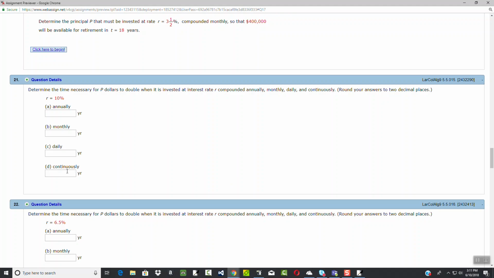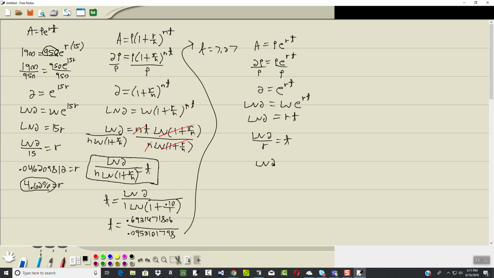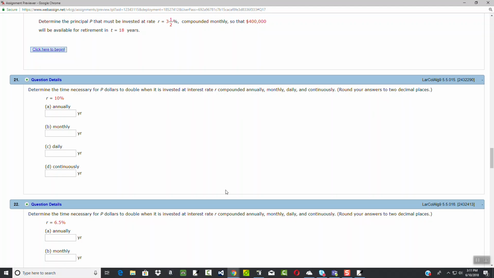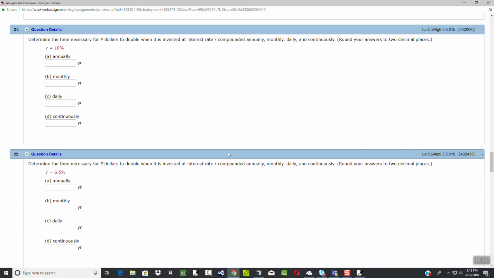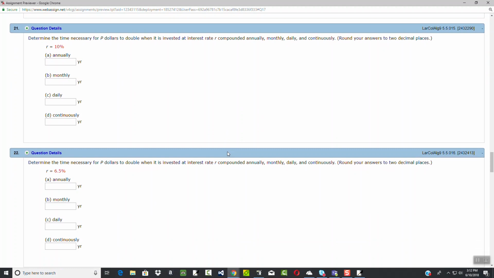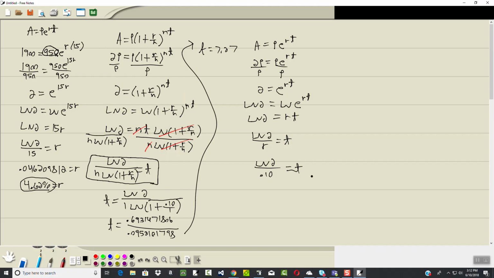So this last one, it says continuous. Well, r is 10%. So we're going to have natural log of 2 divided by 10%, and that'll give us our t. And again, plug it in your calculator just like we demonstrated here, and that'll give you your answer. Now number 22 is another one that's the same way. You can use the same formulas. When I say the same formulas, I'm talking about this one I put the box around and this one I put the box around.